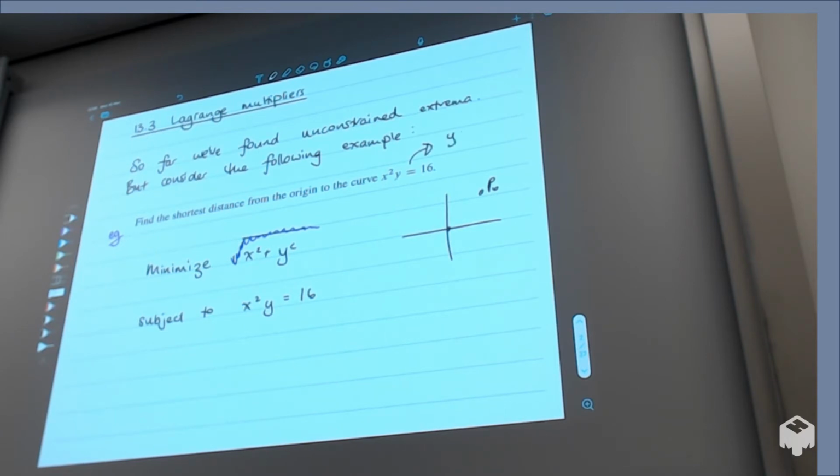You'd rewrite this as y is equal to 16 over x squared. So what's that? What does that bunny look like? Quick, draw that bunny. Draw it, draw it.